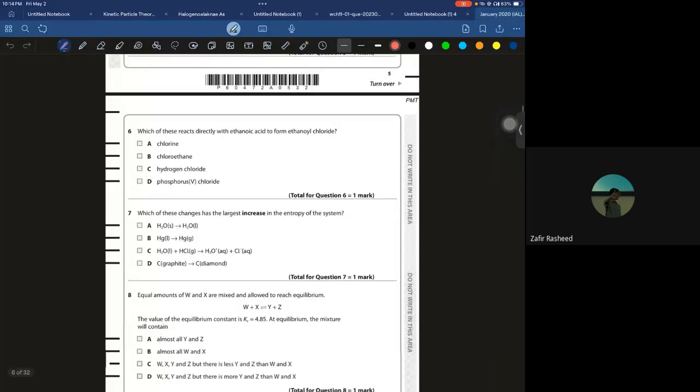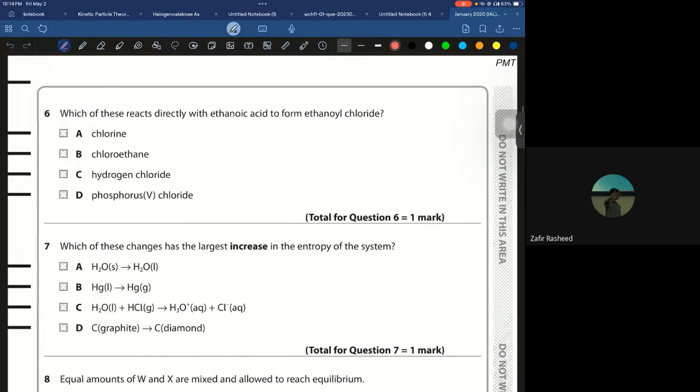And then in the next question, question number 6, they are asking which of these reacts directly with ethanoic acid to form ethanoyl chloride. Ethanoic acid is an acid, okay? So they are saying which reacts directly to form ethanoyl chloride. You know what ethanoyl chloride is? Like this one.